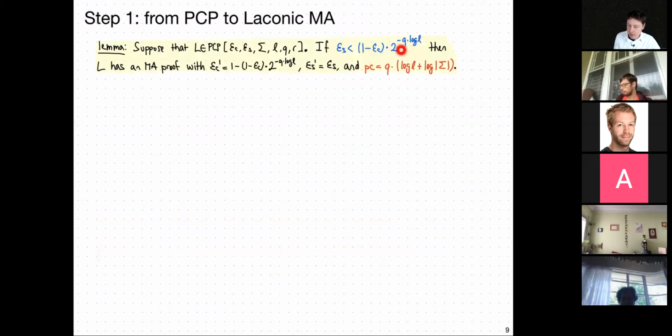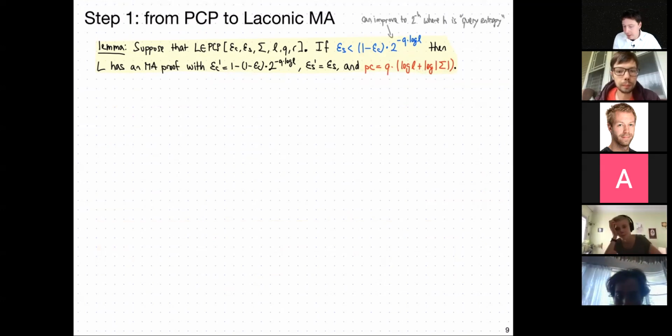All right, so now we're going to prove that under this hypothesis that the soundness error is too good, and this is the same expression from a previous slide, we can construct an MA proof with the same soundness error as the PCP. The completeness took an enormous hit. It went from epsilon c to basically 1 minus epsilon c multiplied by something very small. So it's basically very close to 1. And the prover communication is q log L log sigma. Okay, so let's say small.